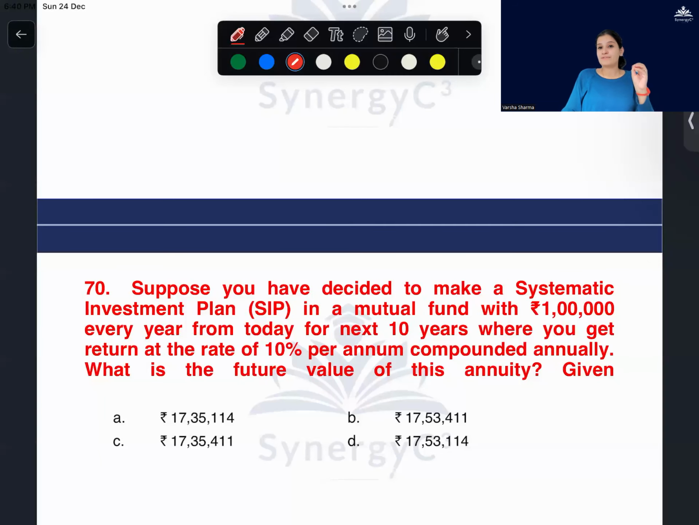I'm making an SIP with 1 lakh every year from today. Every year means annuity. From today means annuity due. For next 10 years at the rate of 10%. What is the future value? How direct can a question get? It is a question of future value, annuity due. Find out the value.